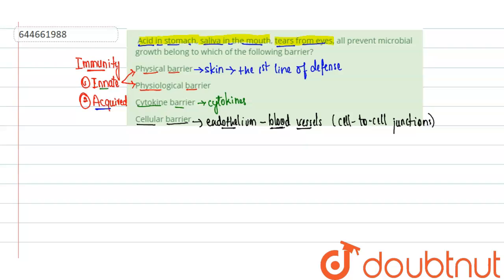And now the question asked here is: acid in the stomach, saliva in the mouth, tears from the eyes are examples of which kind of barrier? So if you see the acid in the stomach, acid is nothing but the one which has very low pH, right? So that cannot favor the development or the growth of the microbes. So this is pertaining to the physiology and hence it is a physiological barrier. And similarly is the saliva in the mouth and tears from eyes.